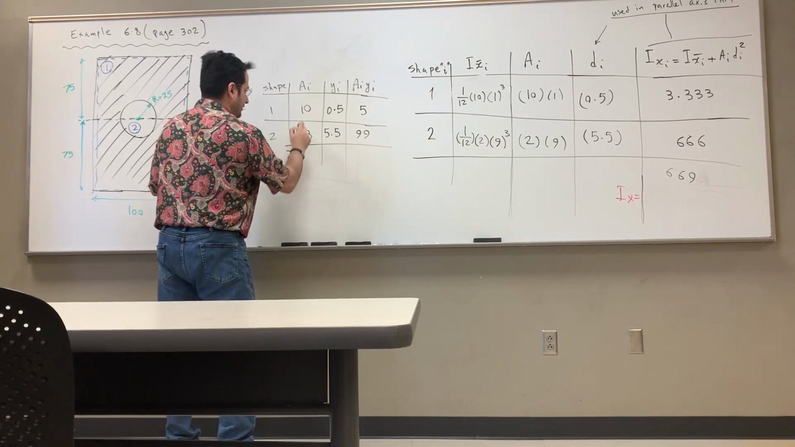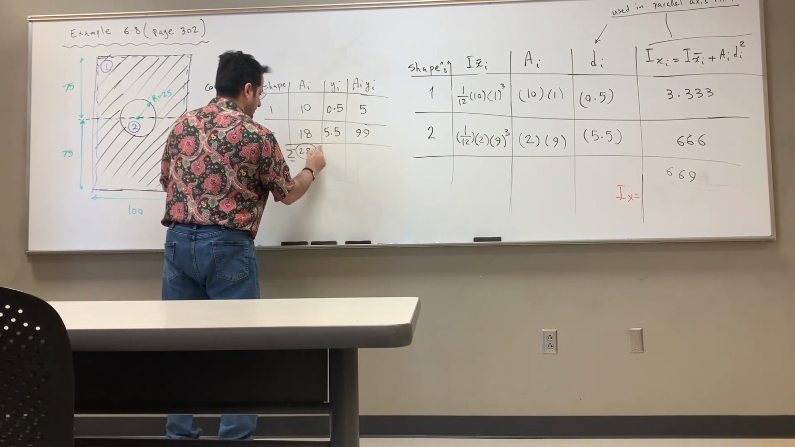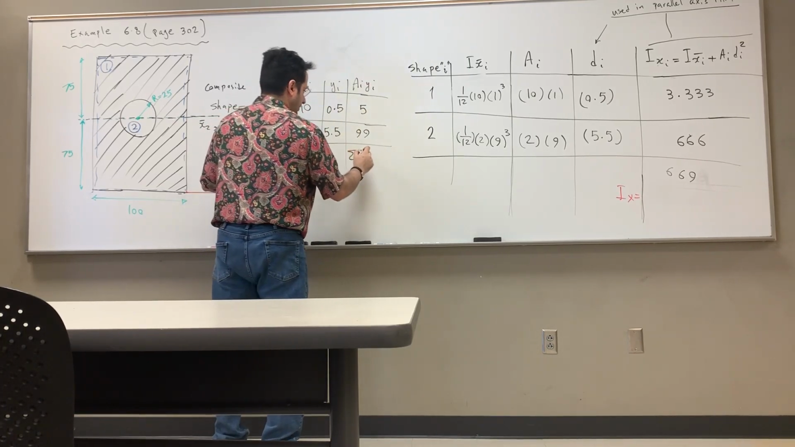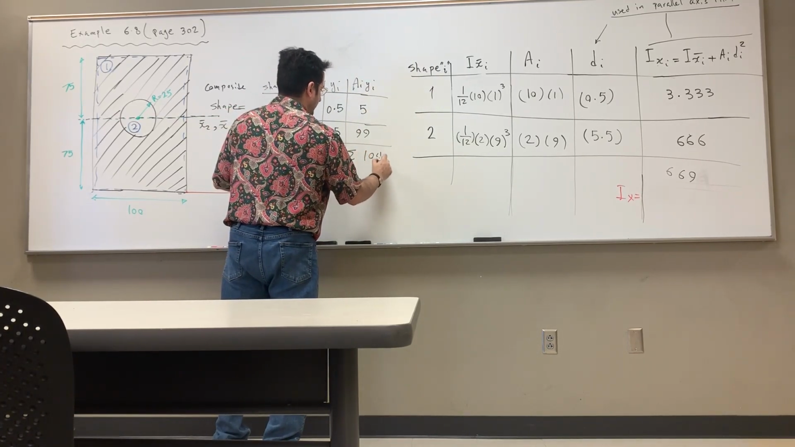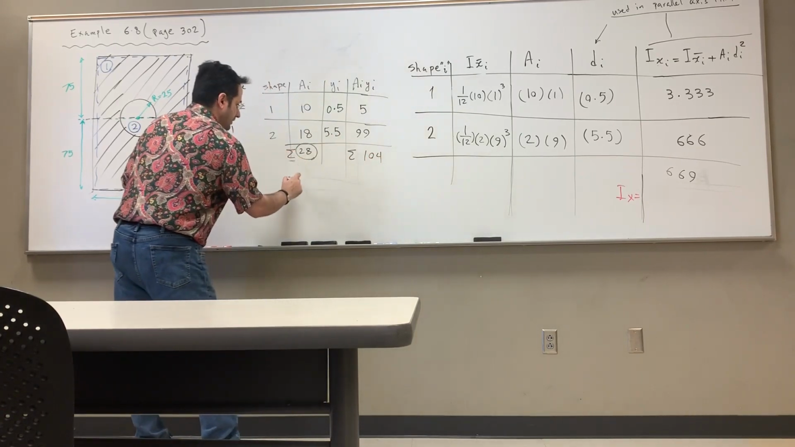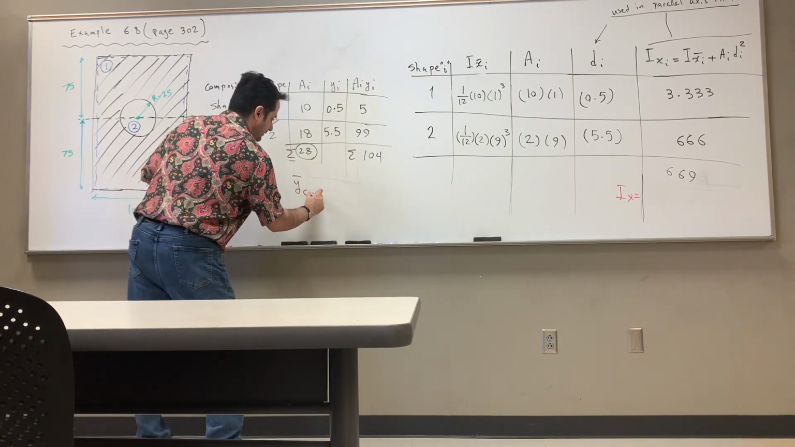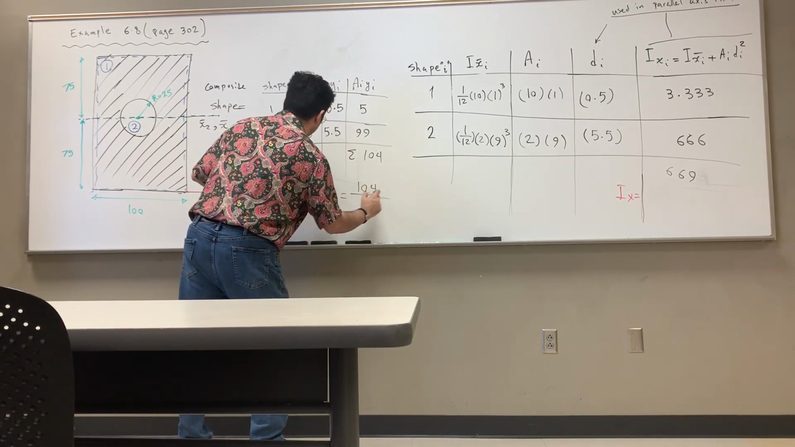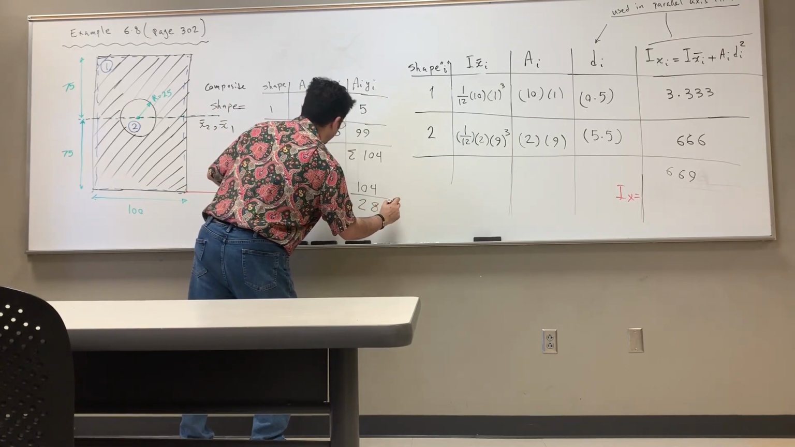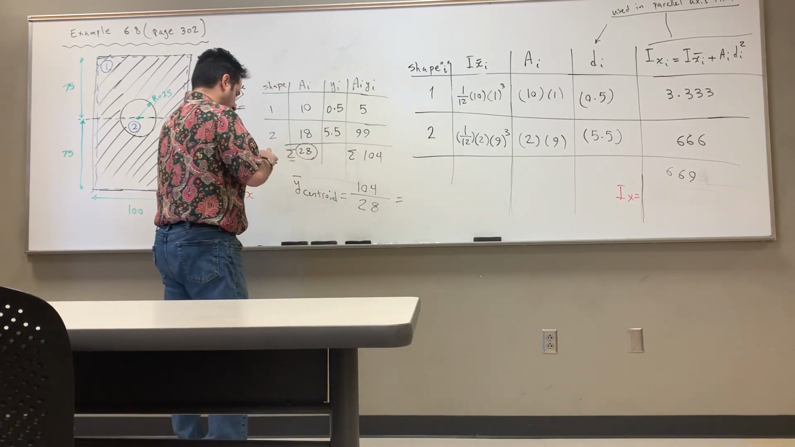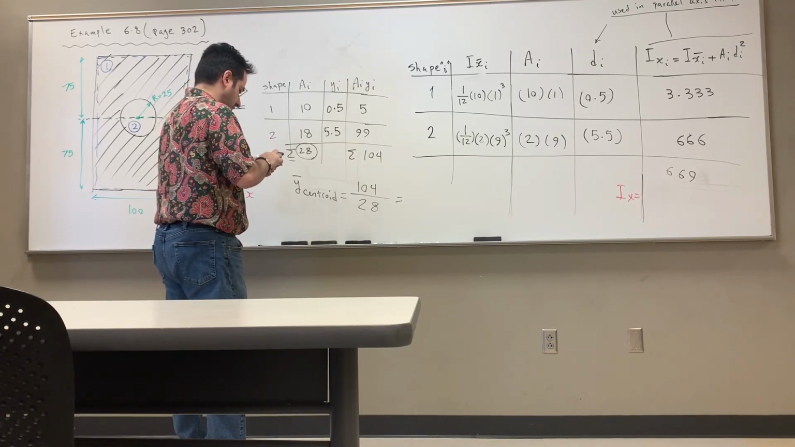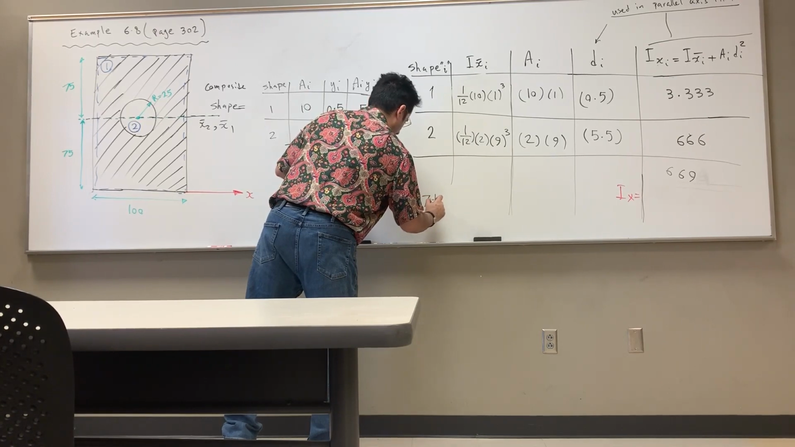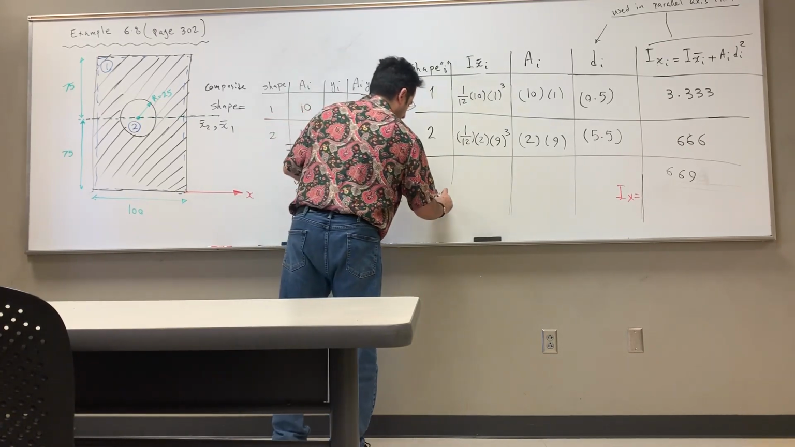So sum of area is equal to 28. Sum of this column is 104. Right? So the y bar of the centroid is going to be 104 divided by 28. 104 divided by 28 is 3.71. Let's put this 4 here.